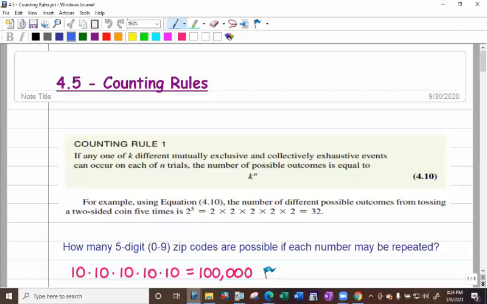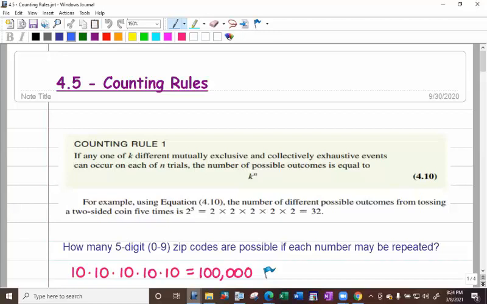Counting rules. All right, we're going to learn how to count today. Isn't that exciting? Some of this stuff you've probably seen in Math 1305. I'm not sure why they brought it back up again, but it's all right. I just go with whatever they tell me to teach. So if you're counting K mutually exclusive and collectively exhaustive events that occur in each of n trials, the number of outcomes is equal to K to the n.